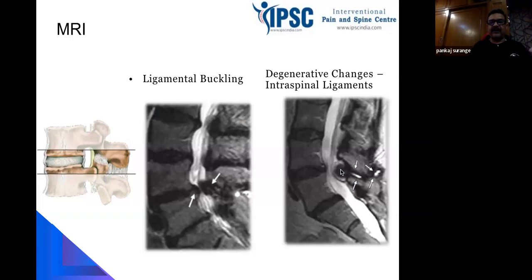So in those cases, we have to target the flavum. Not many times we just go from the posterior side, we just remove the flavum endoscopically. That's it. We don't even touch the disc.